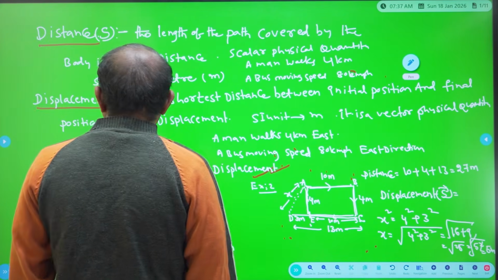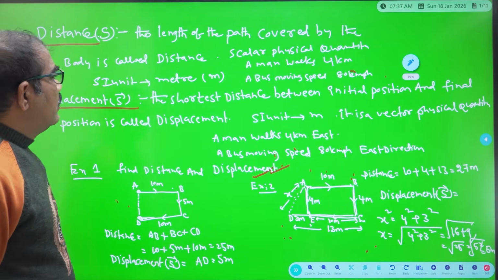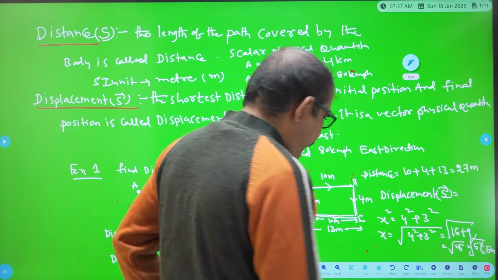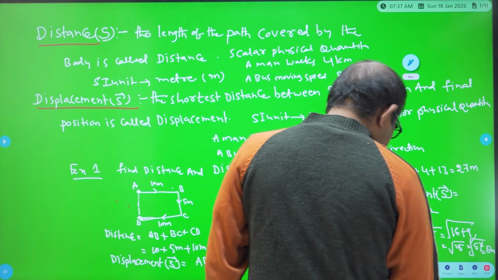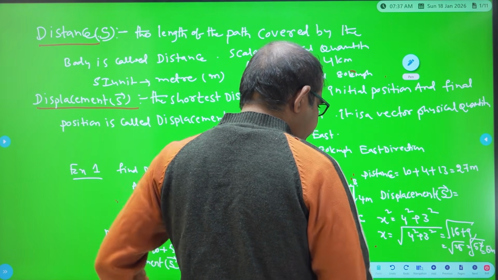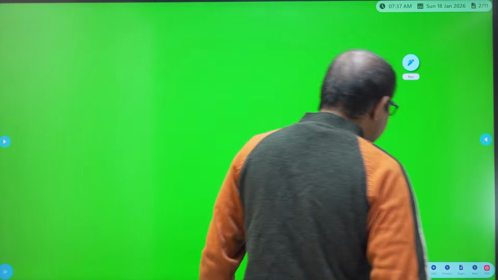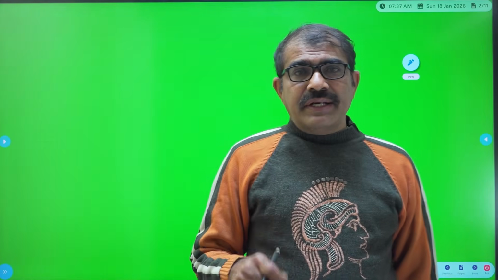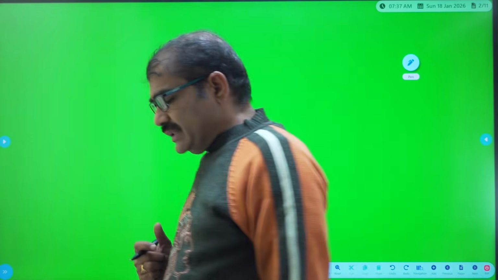Now this is the difference between distance and displacement. So about distance and displacement, 3 cases are there. Distance is more or displacement is more. Okay? So I am taking 3 cases.